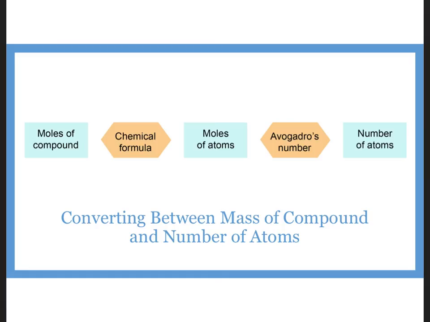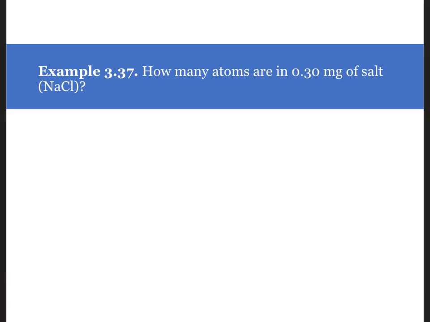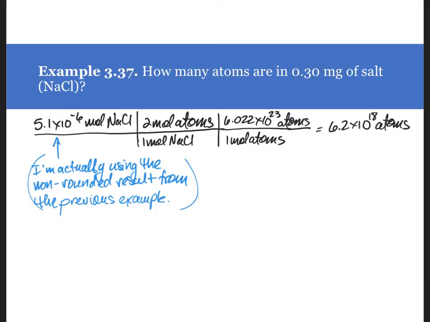Putting together all we've learned today, we now have a powerful method for starting at any given point in this chain, whether it be moles of compound, moles of atoms, or number of atoms, then converting to other units using the conversion factors calculated using Avogadro's number and the chemical formula. For example, we can calculate how many atoms are in 0.30 milligrams of sodium chloride from the previous example. We found that we had 5.1 times 10 to the negative 6 mole of sodium chloride. If we convert from mole of sodium chloride to moles of atoms, we get 6.2 times 10 to the 18th atoms.